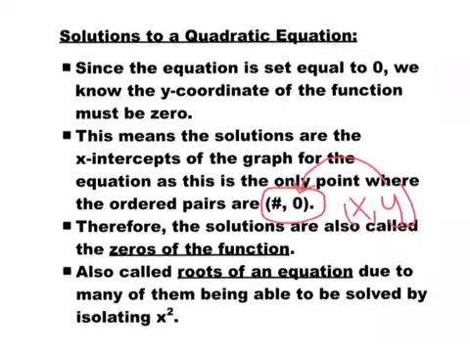Therefore, these solutions are also called the zeros of a function. They're the answers where y is 0. One other thing they're called is the roots of the equation, because many of these equations we can solve by isolating that x squared and then solving for x by taking the square root.